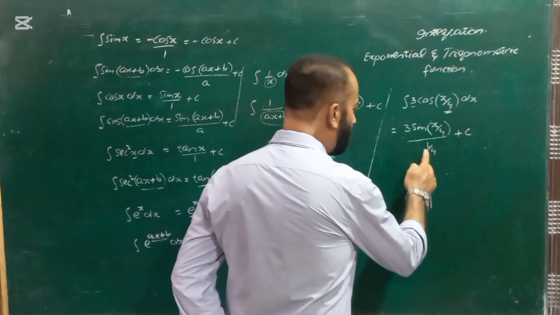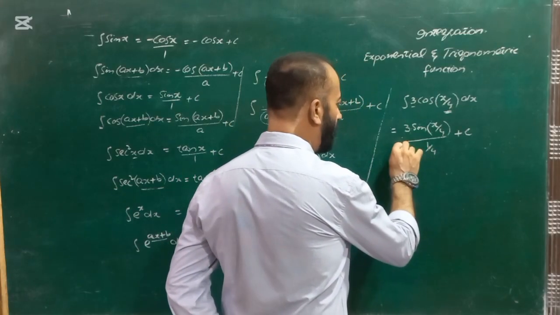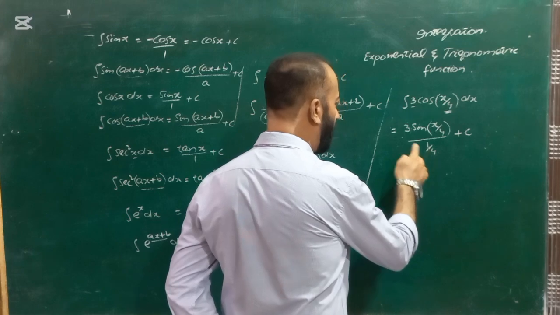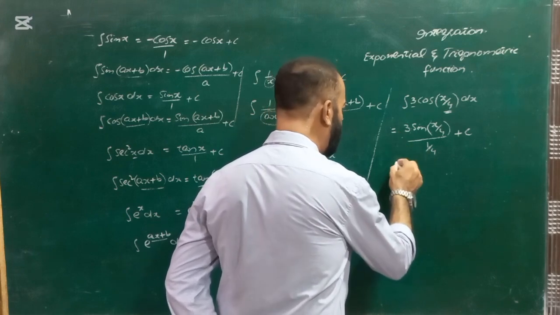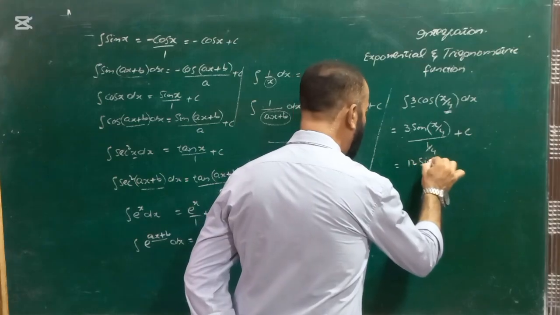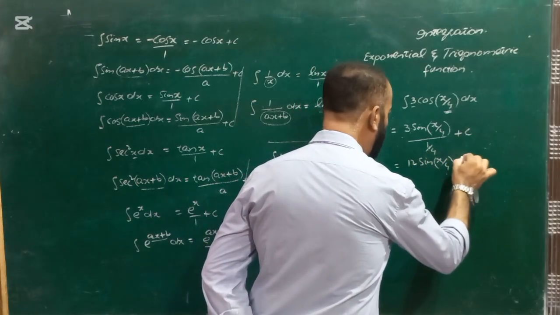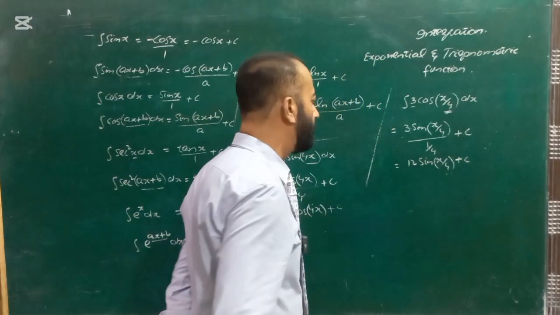So now this 1 by 4 is in the denominator. So when it goes into the numerator, it will become 4 by 1. So 4 3s are 12. So 12 sine x by 4 plus c is the answer.